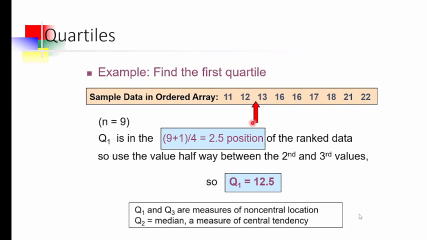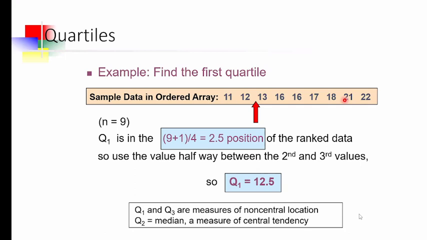Similarly, for the third quartile, 9 plus 1 divided by 4 times 3, that is 7.5, the 7.5th position of the ranked data. It is the average of 18 plus 21. Right? And that value will be the third quartile.